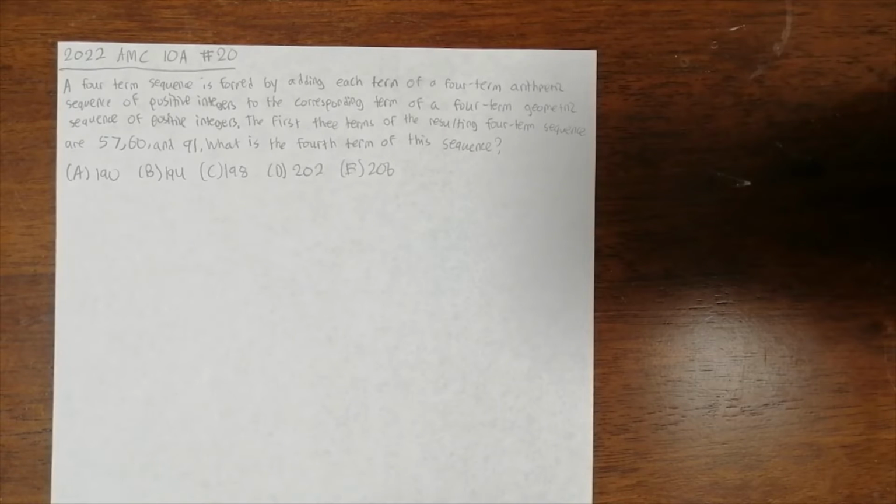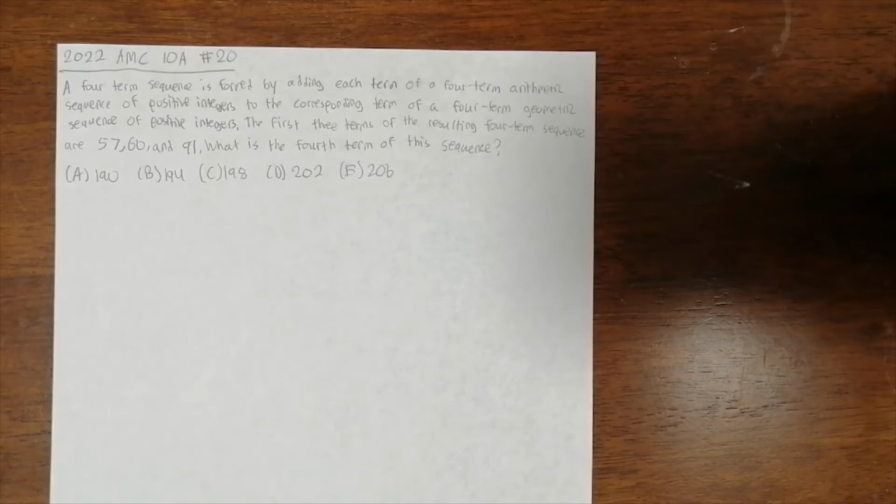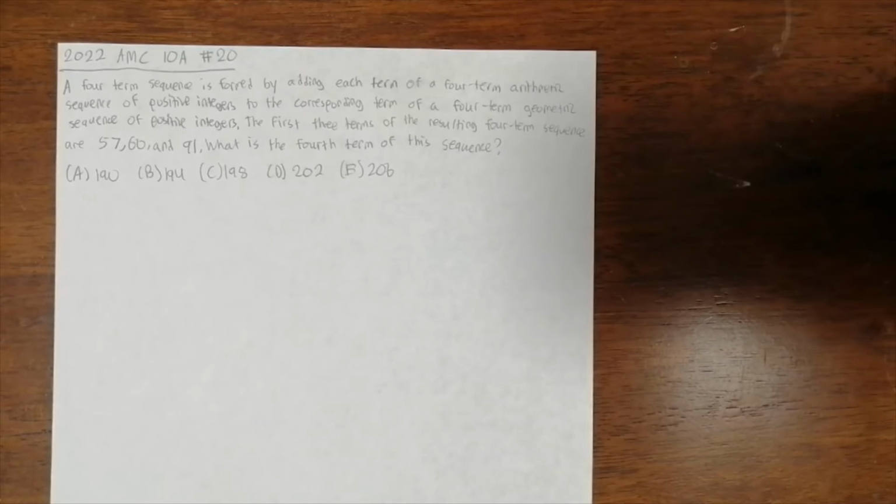Okay, and finally, the last problem, number 20. A 4-term sequence is formed by adding each term of a 4-term arithmetic sequence of positive integers to the corresponding term of a 4-term geometric sequence of positive integers. The first three terms of the resulting four-term sequence are 57, 60, and 91. What is the fourth term of the sequence?